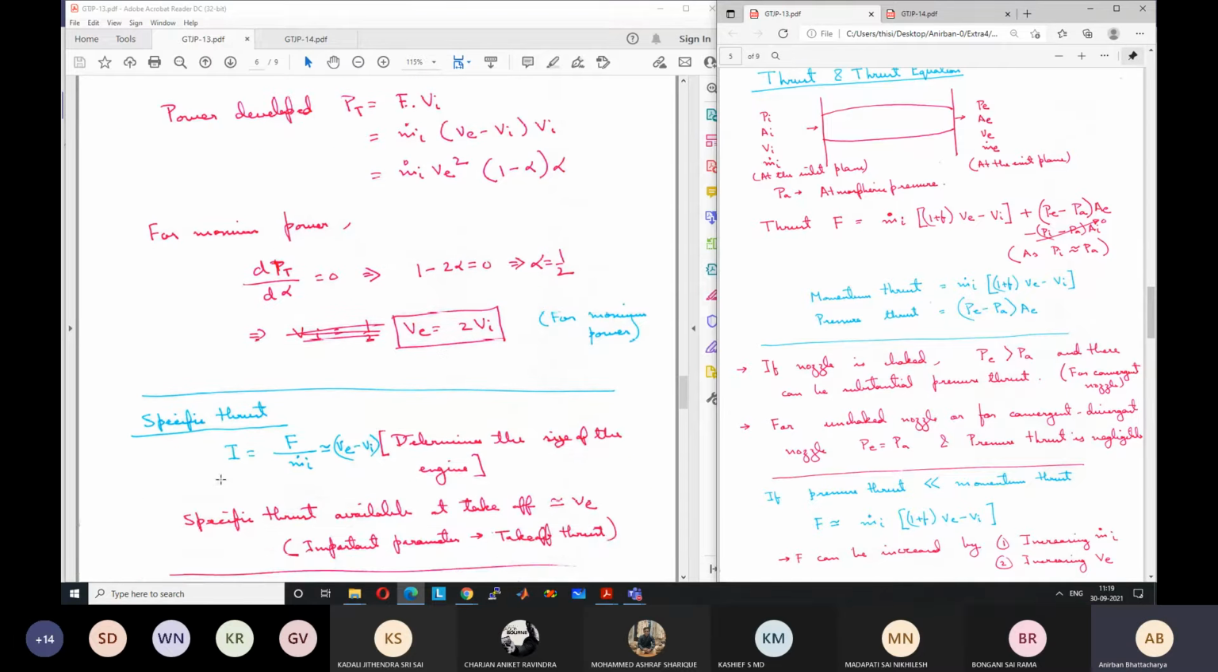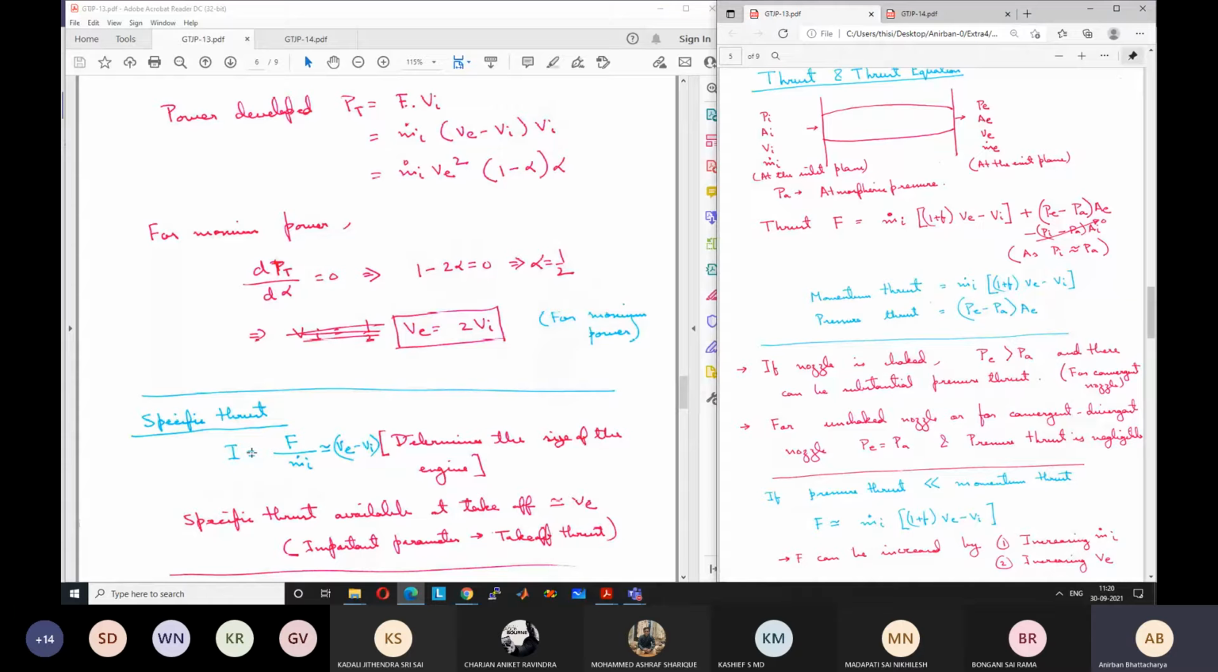For aircraft, it is very important to define a specific thrust, which is the thrust per unit mass flow rate. This is similar to the specific work output for an industrial gas turbine, because this gives us a measure of what the size of the engine should be. If the specific thrust is more, it means that for a required total thrust, we need a smaller engine size, which is very beneficial, because you have to carry the weight of the engine also. Smaller engine size means less fuel is required, and less fuel means you have to carry even less fuel.